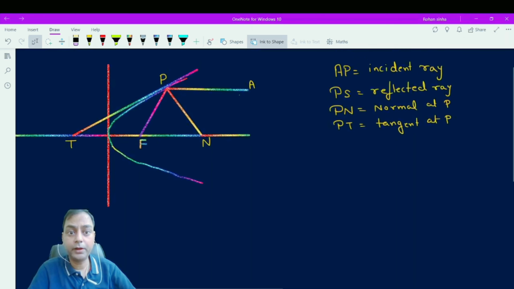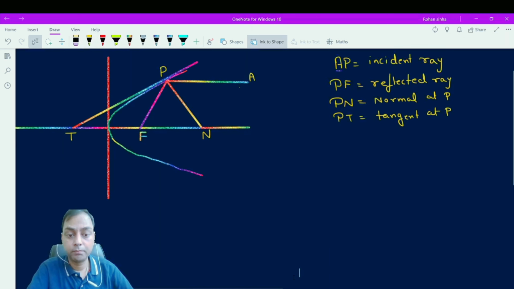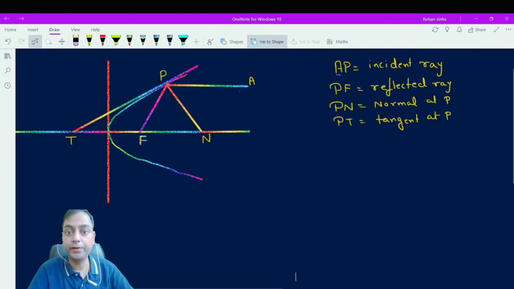So let us understand AP. This AP is incident ray, PF is reflected ray, PN is normal and PT is tangent. P is any point on parabola. The equation of this parabola is y square is equal to 4ax. And what about coordinate of point P in parametric form? This is at square, 2at.